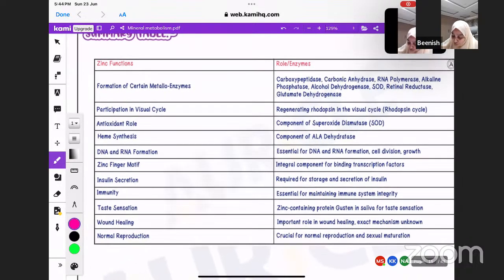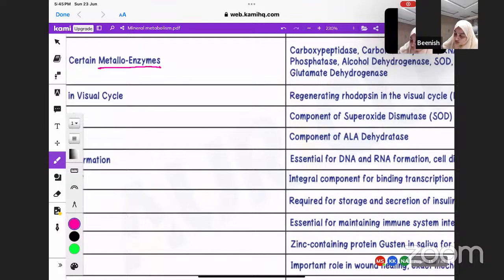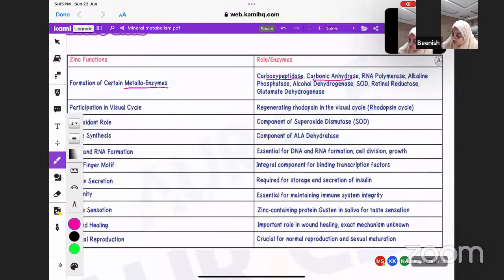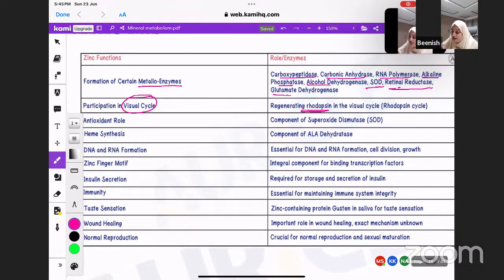So here's a summary table talking about the zinc functions. Let's just recapitulate what we've already studied. It forms a component of certain important metalloenzymes. We've already discussed enzymes like carboxypeptidase, carbonic anhydrase, RNA polymerase, alkaline phosphatase, SOD, retinol reductase, glutamate, and alcohol dehydrogenase components. Then it is involved in the visual cycle.